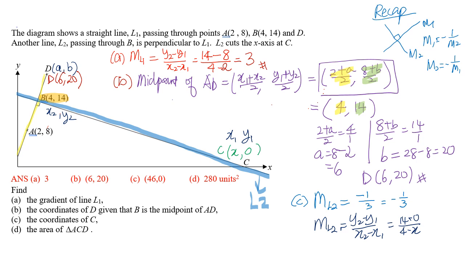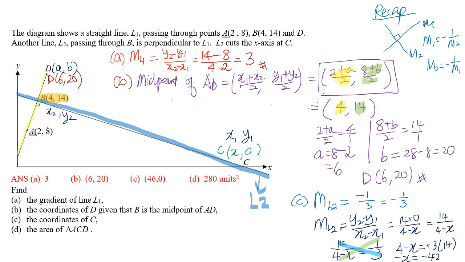So this value, 14 over 4 minus x, will be equal to -1/3. We can just cross multiply, which is a shortcut. You would end up getting 4 minus x equals -3 times 14. How much is that? That will be -42.